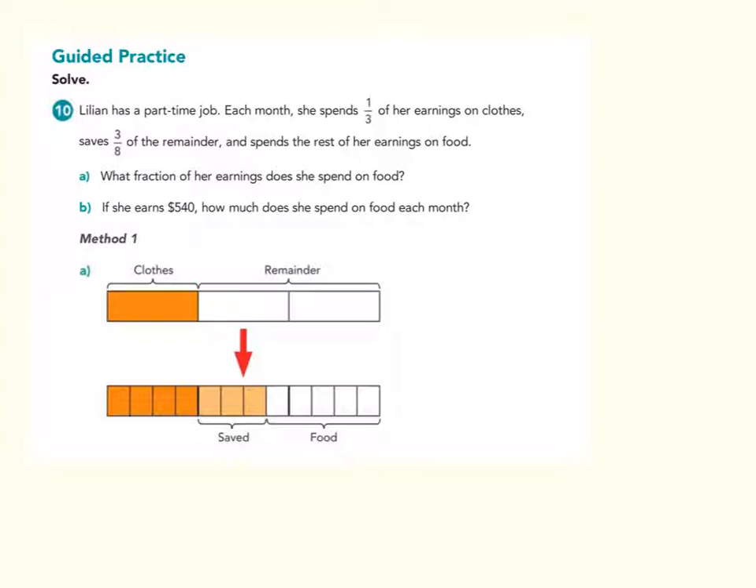The models for method 1 are drawn for you here to show you what she spends on clothes plus her remainder, then how to divide that into saved and food in equal units. Go ahead and calculate the answer from here. Press pause, and when you get back, I'll get you started with method 2.